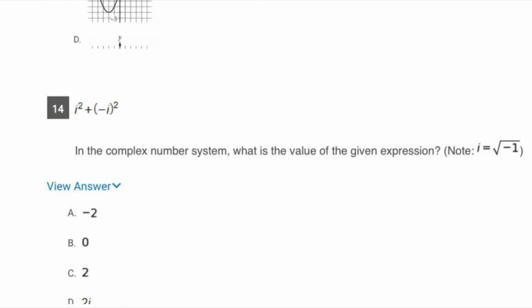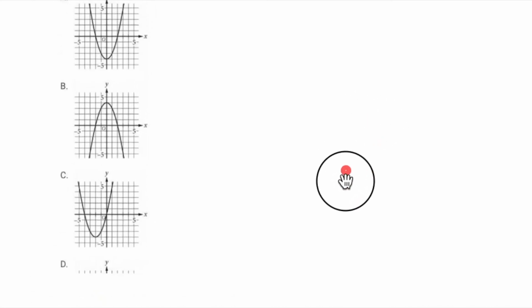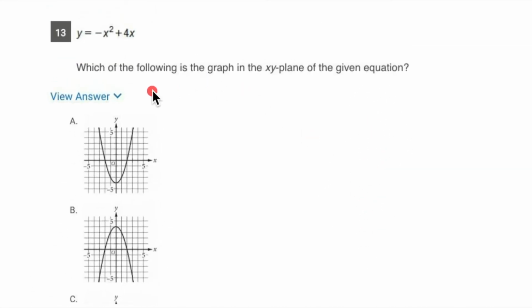All right, number 13. I actually don't have the correct answer even on here. It's hard to fit it on here. It says, which of the following is the graph in the xy plane of this given equation?